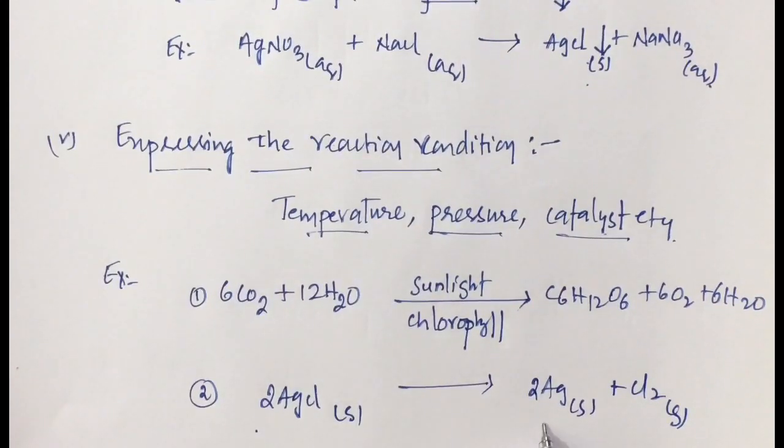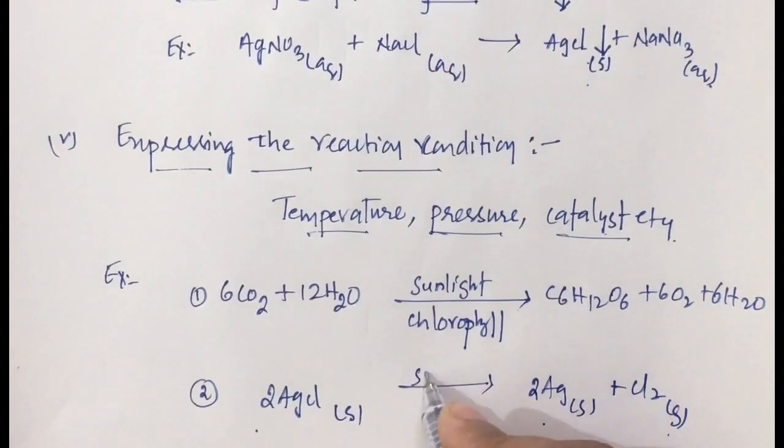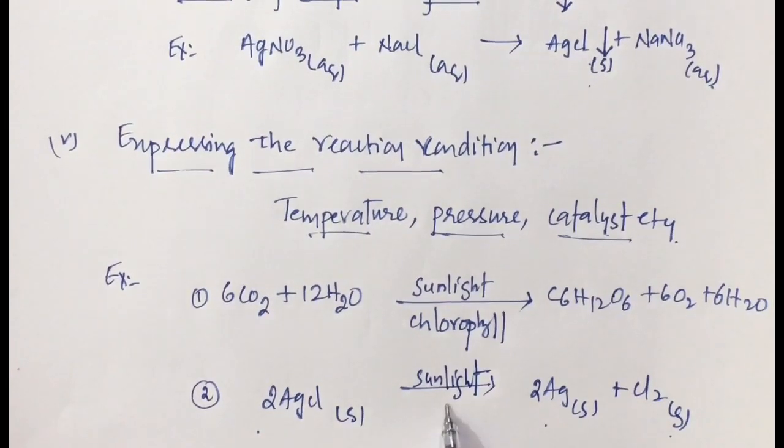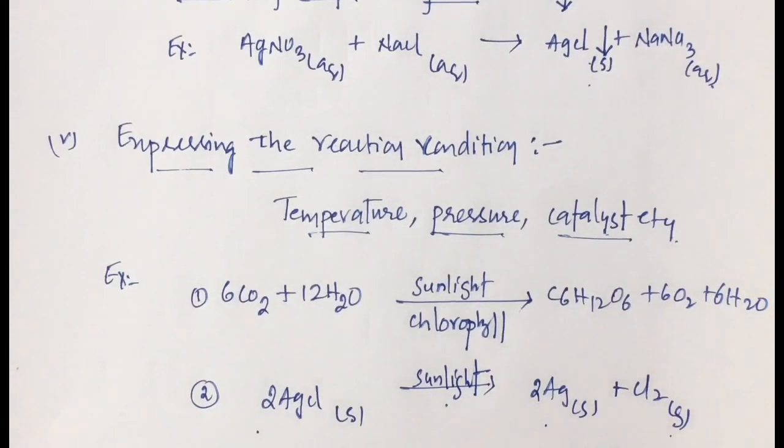2AgCl gives rise to 2Ag plus Cl2. It occurs in the presence of sunlight. Okay, so this is a reaction condition. So the reaction condition is represented above and below the arrow mark.